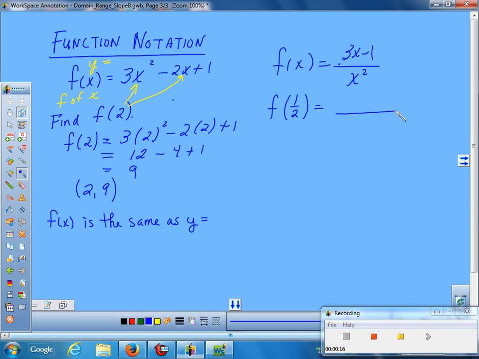Oh, my calculator's so smart. I can type that in there. You could.